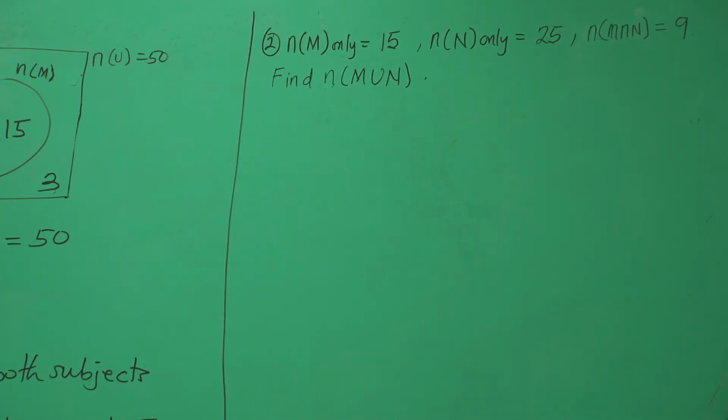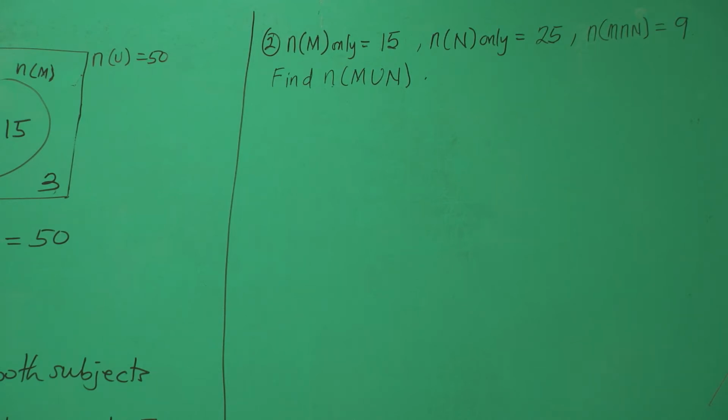So another question can be given in this form. N of M only is 15. N of N only is 25. Then N of M intersection N is 9. Find N of M union N. So let's say M can be mushroom, and N can be noodles. So we are being asked to look for the M union N, that is the mushroom union the noodles.